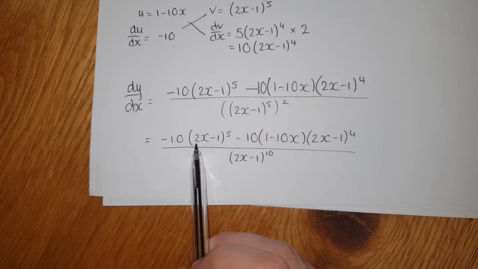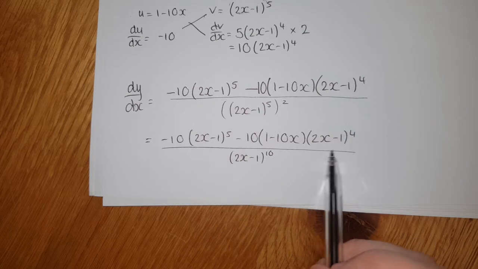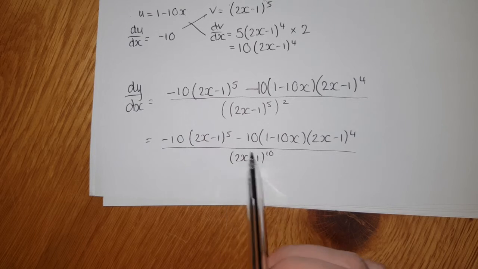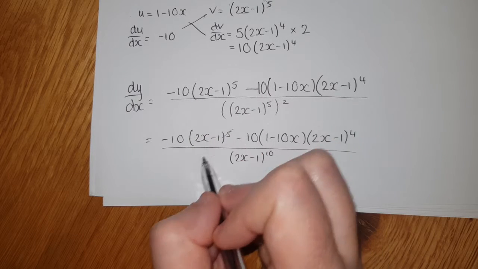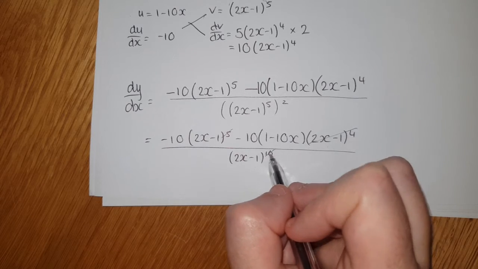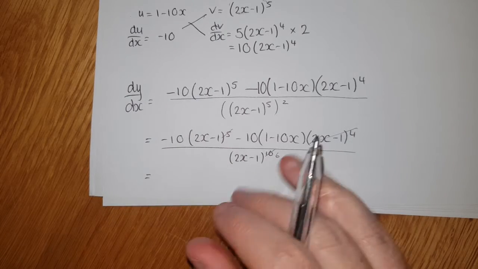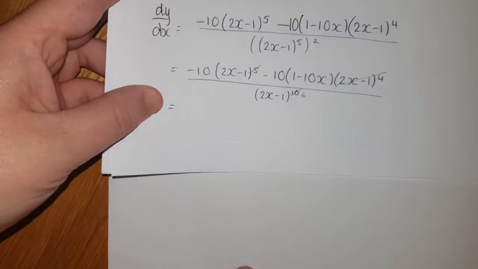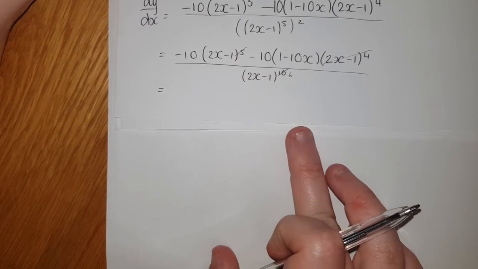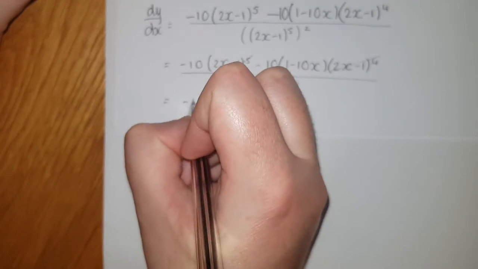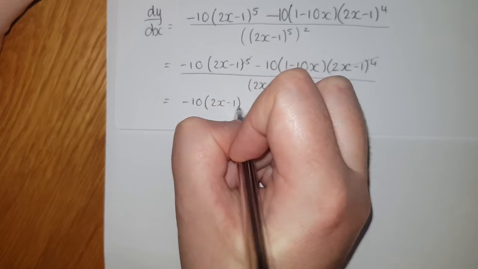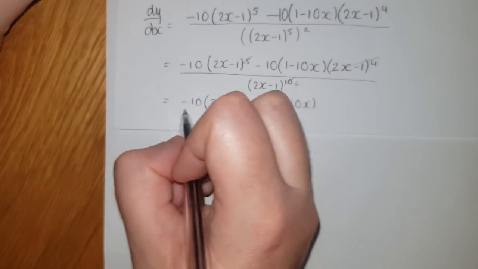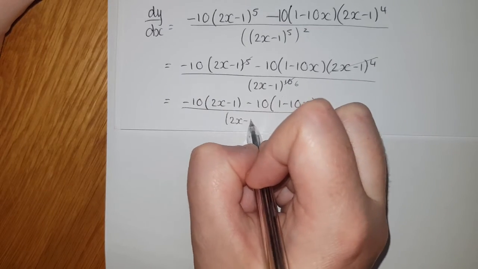Right, now what you can see is this 2x minus 1 appears in every term on here. You've got 4 of them, 5 of them, 10 of them. So I can take 4 out of each of them. That would leave you with 1 there, none there, and 6 there. So I end up with, now I'm going to go on to another piece of paper. Okay, what you're going to end up with is minus 10 lots and 1 bracket left, minus 10 lots of 1 minus 10x. Obviously, all 4 of those have disappeared. And on the bottom, you've just got 2x minus 1 to the 6.